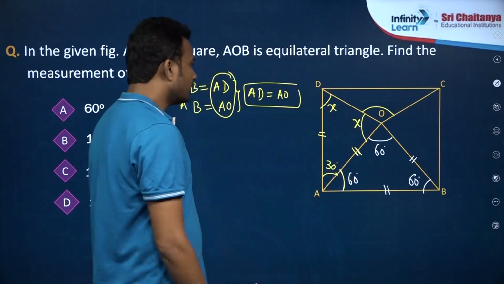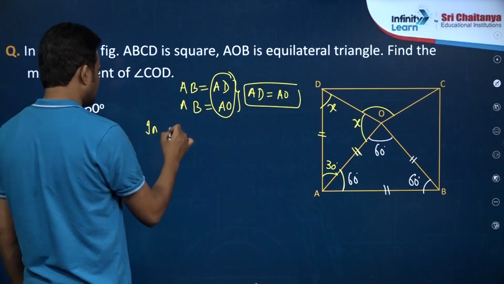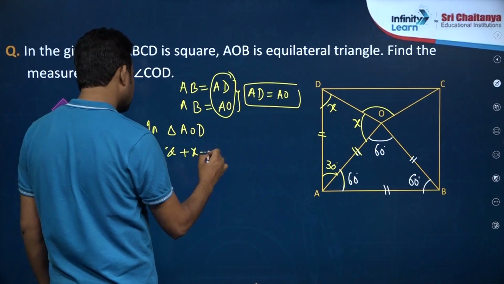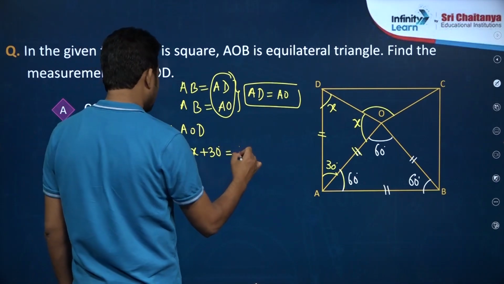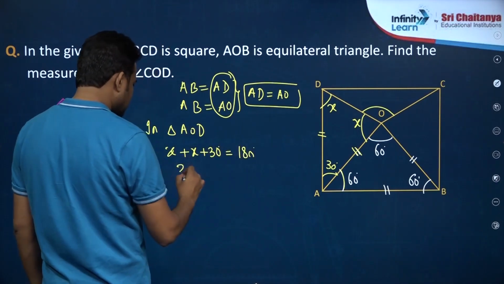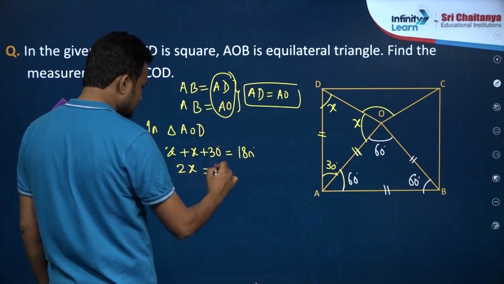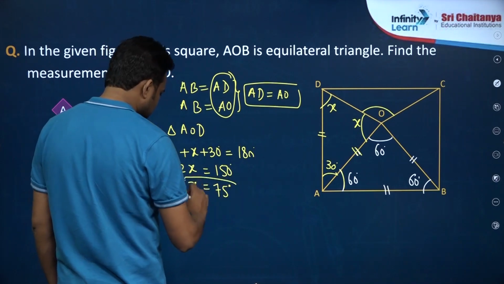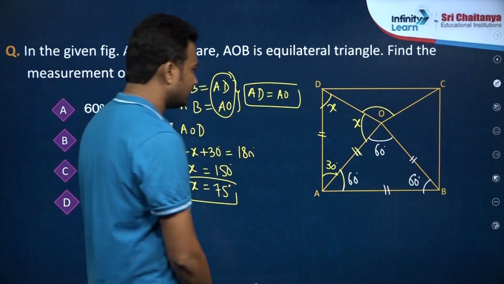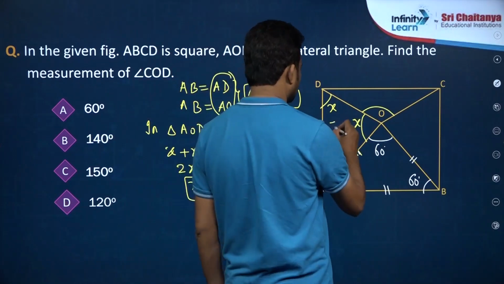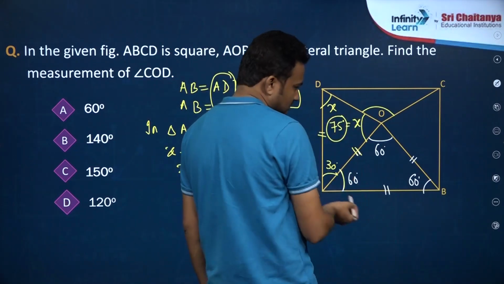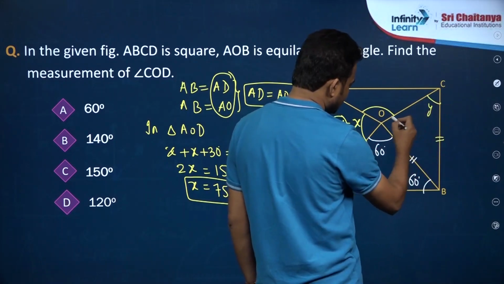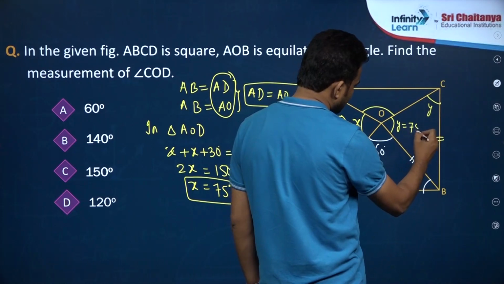Now use the angle sum property in triangle AOD. So X plus X plus 30 is 180 degrees. So 2X is 180 minus 30, which is 150. So X is 75 degrees. Okay, means this is 75. Similarly, guys, you can prove OB and BC are equal. So if this is Y, then this will be Y, and Y will be 75 degrees.